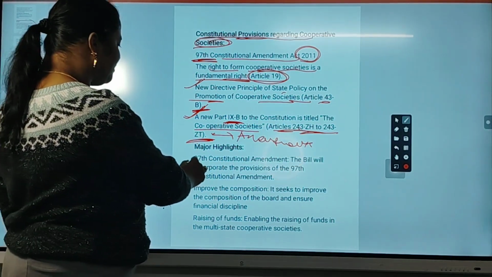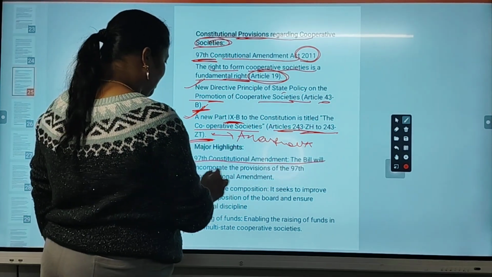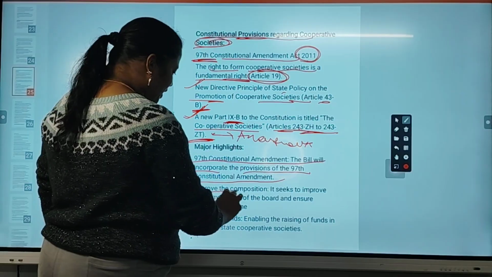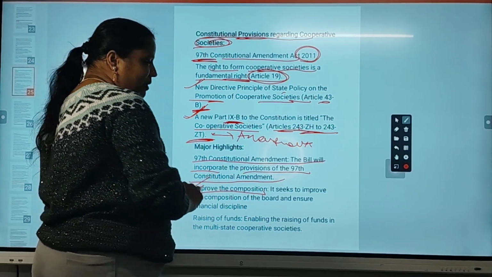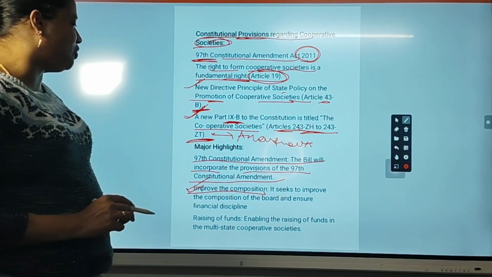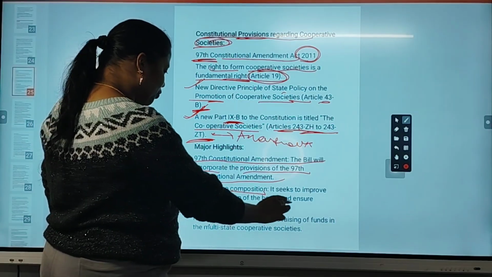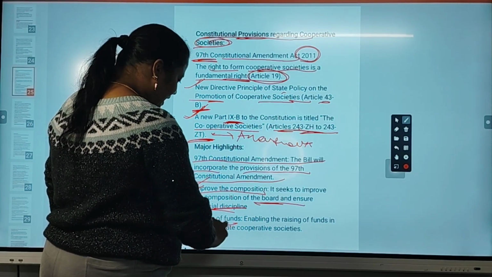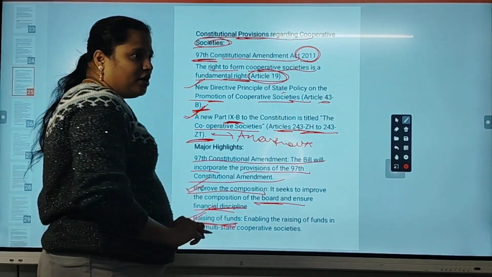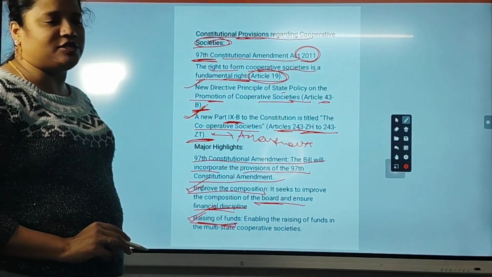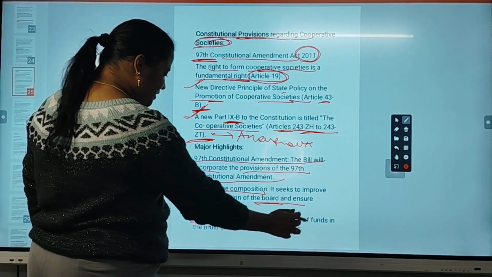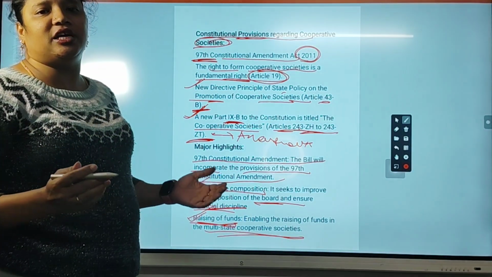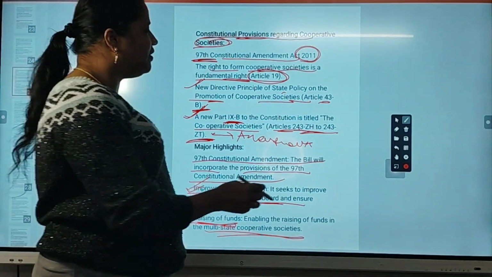Okay, so the 97th Constitutional Amendment. The bill incorporates provisions of the 97th Constitutional Amendment. It also wants to improve the composition of the cooperative societies. It seeks to improve the board and ensure financial discipline, and the process of raising funds also changes now, enabling the raising of funds in multi-state cooperative societies. So the raising of funds process will change with this amendment.